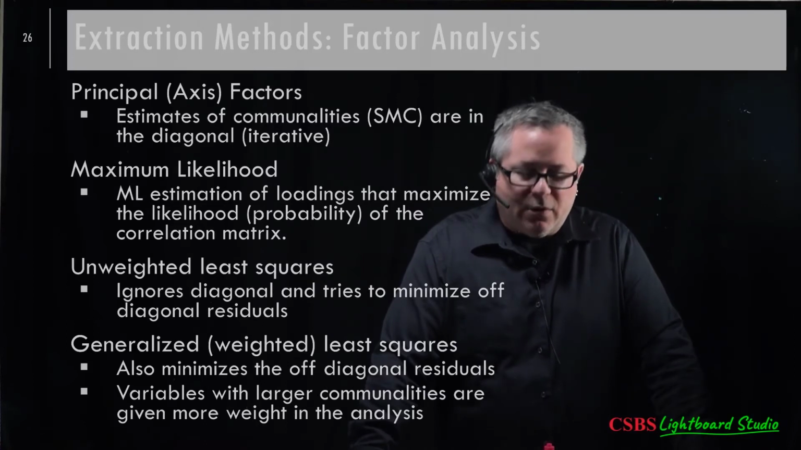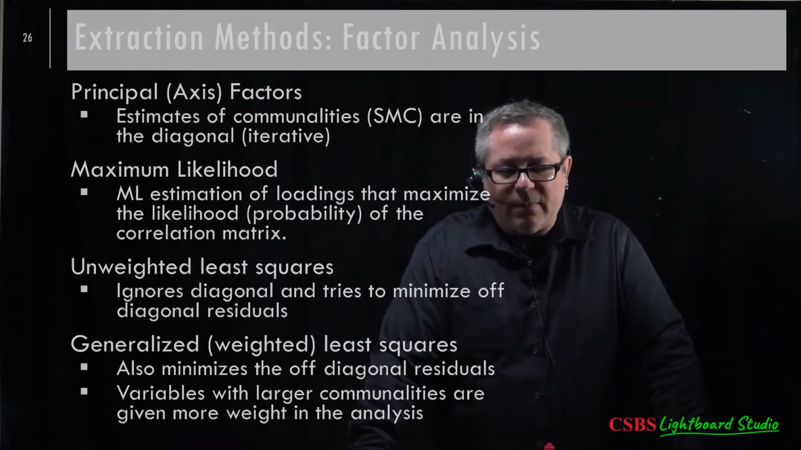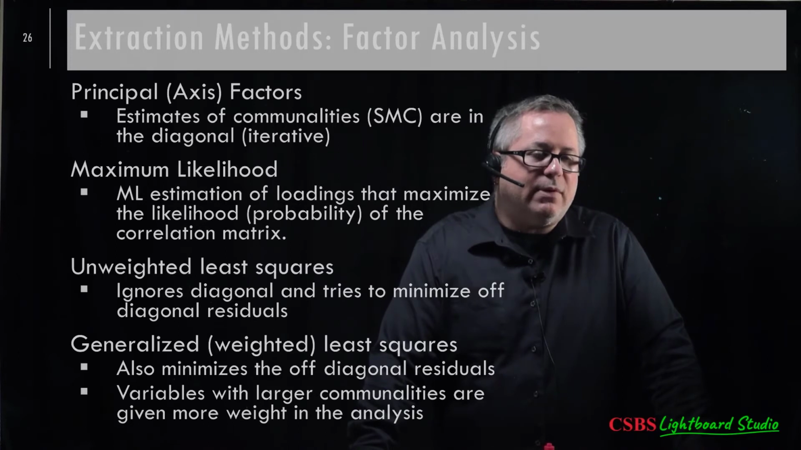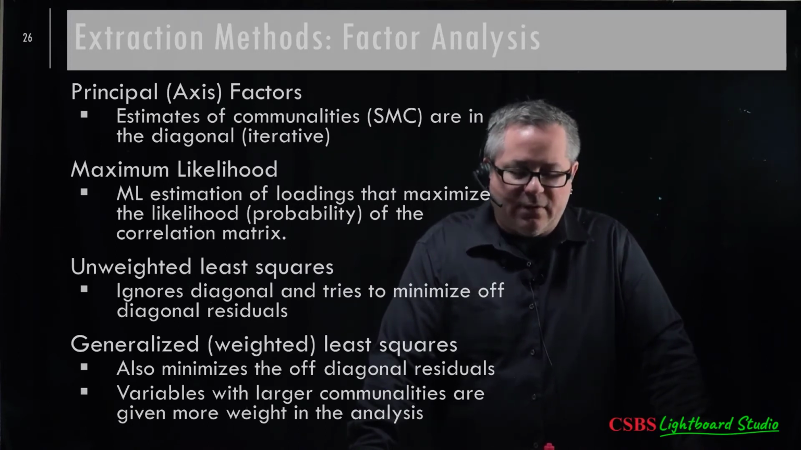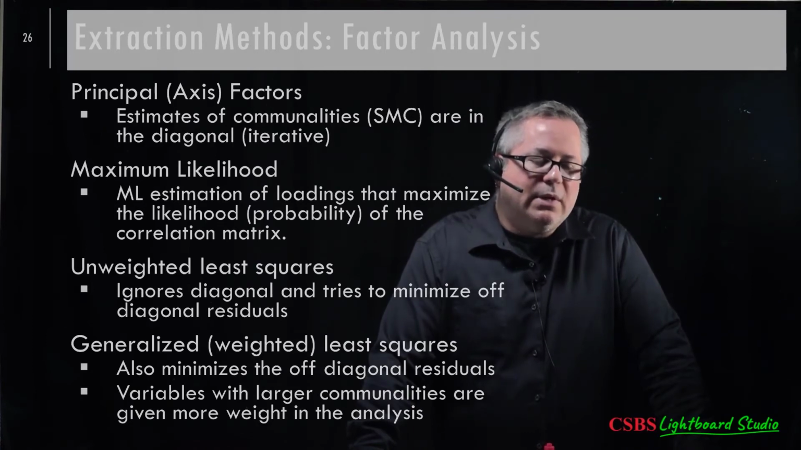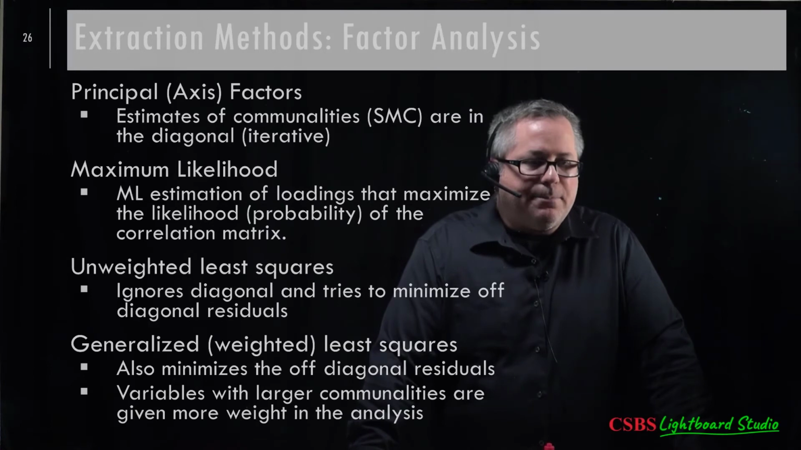The only difference between unweighted least squares and weighted or generalized least squares is that, while they both do the same thing, in generalized least squares variables with larger commonalities are given more weight in the analysis. So more important, more relevant items are given more weight in this decision process. In unweighted least squares, those things are ignored. All the items are treated equally when it estimates everything.